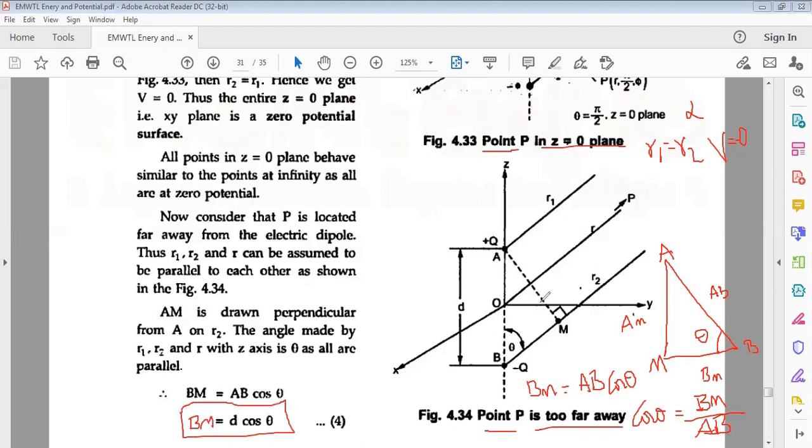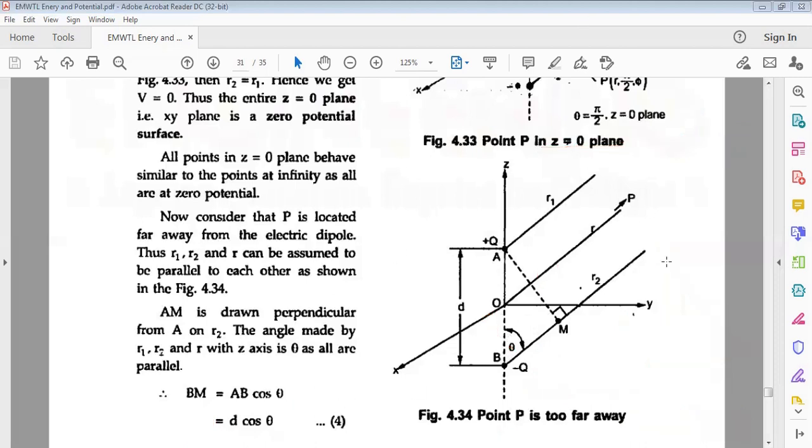After drawing the perpendicular line from A to M on R1 and R2, the distance from M to the point P and from A to the point B is the same. Now whenever you draw a line, it's a right angle triangle showing BM as the adjacent side, AB as the hypotenuse, and AM as the opposite side of this theta. From that, BM is equal to d into cos theta. Why do you get the d? Because the distance of AB is d. Got it, my students?